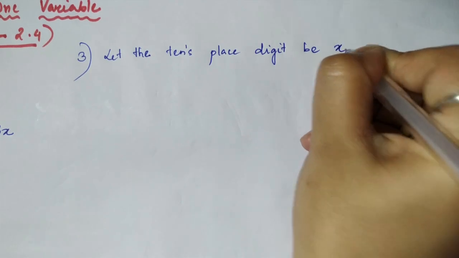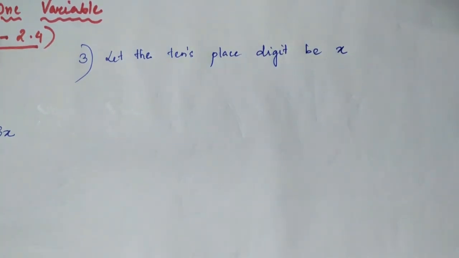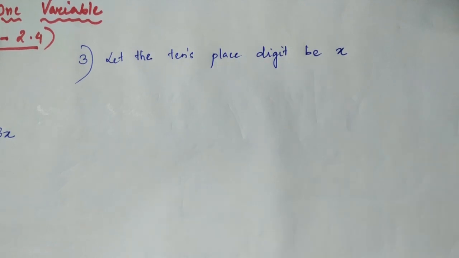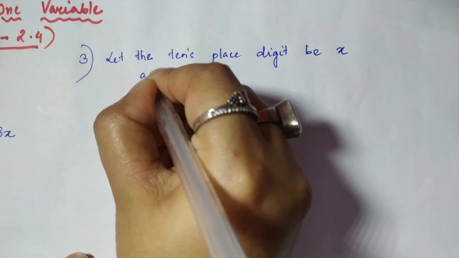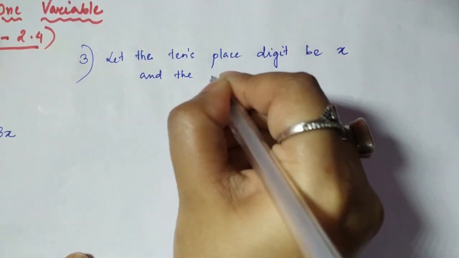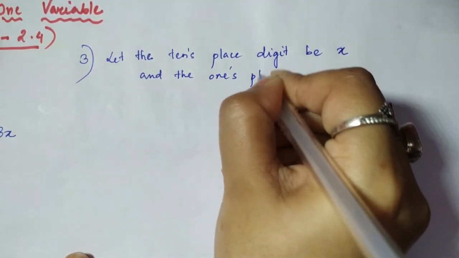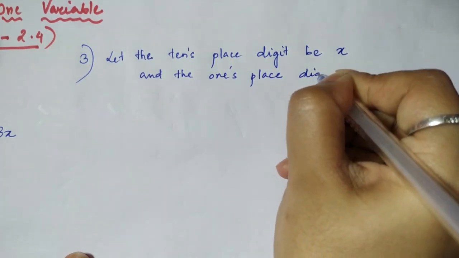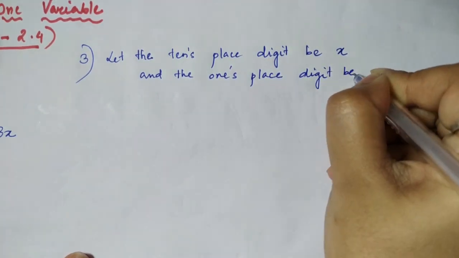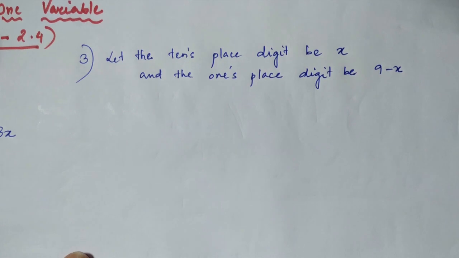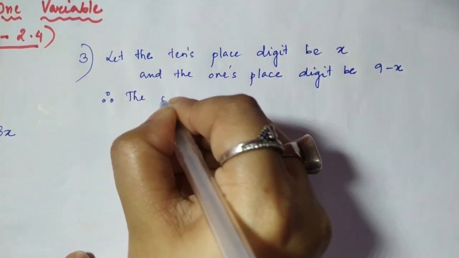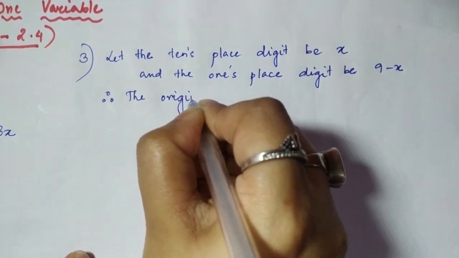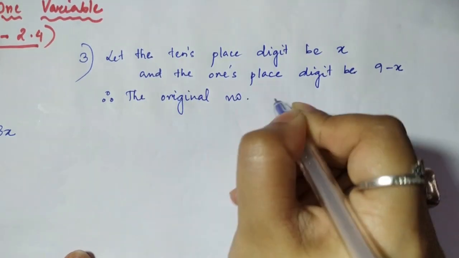So can I write: let the tens place digit be x. Now it is said that the sum of both the digits, that is the tens place and unit place, is equal to 9. So if one is x and the sum is 9, will not the ones place digit be 9 minus x, right? So how will my number look? The original number is equal to how much?